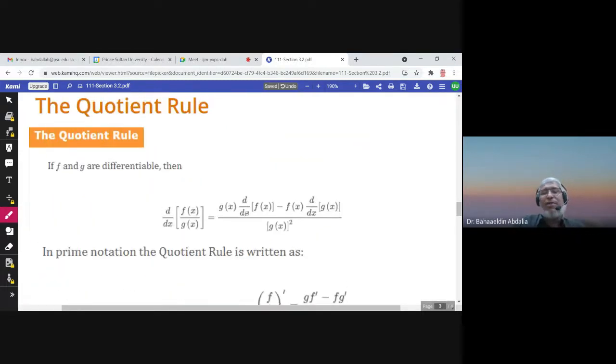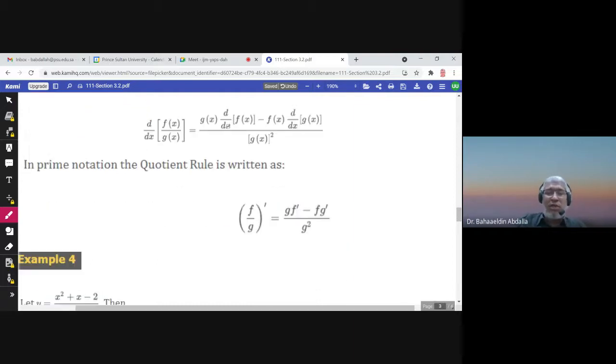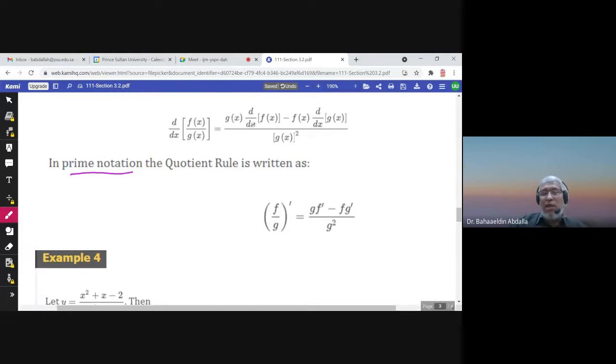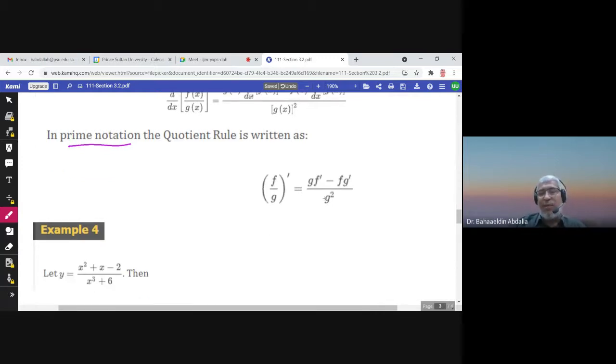Let us take now the quotient rule. The quotient means we will have function over function. Okay, so let us talk immediately about the prime notation. F over g. What is the derivative of f over g? Well, the rule says you write a fraction. This is a fraction. You immediately write in the denominator g square. So that's the first thing. Write g square in the denominator.